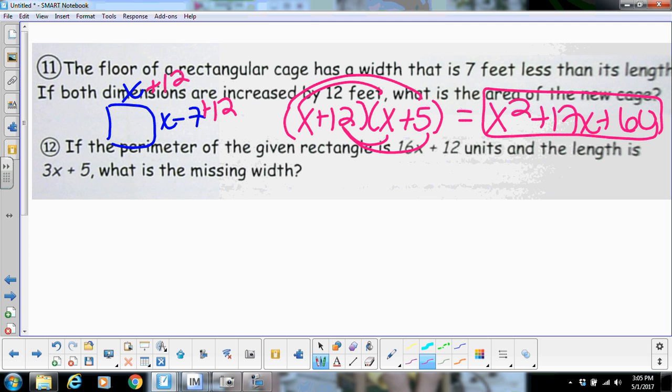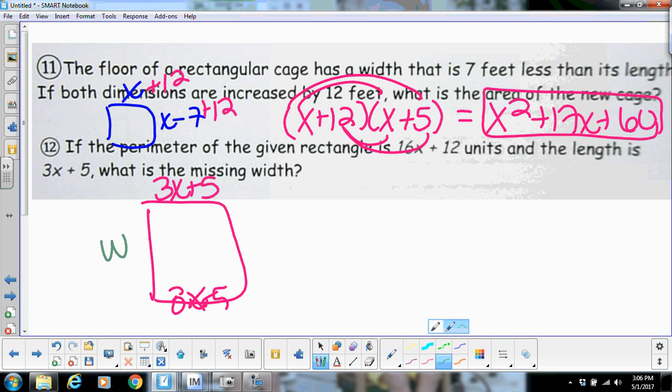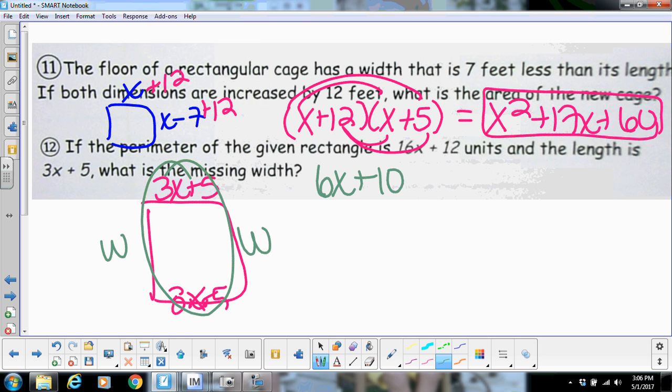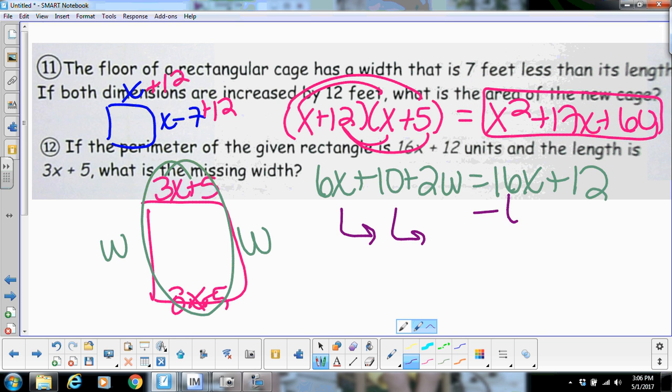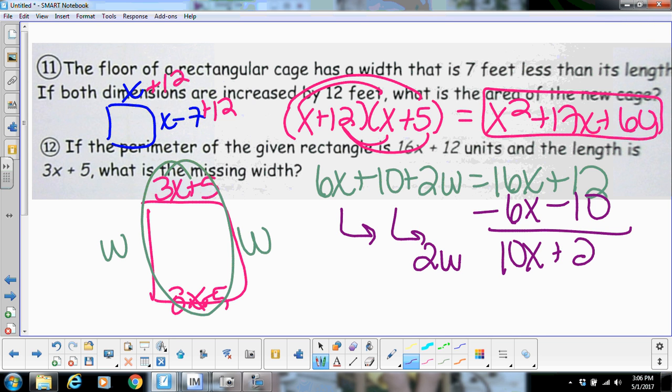Okay, and the second one down here, the perimeter of a given rectangle is 16x plus 12. The length is 3x plus 5. So I know that my length is 3x plus 5. That means my other length is also 3x plus 5. Okay, so I've got two widths over here. So add these together. So 6x plus 10 plus 2 of our widths equals 16x plus 12. You're going to rearrange from here. And then divide by 2 to get your width. And your width is 5x plus 1.